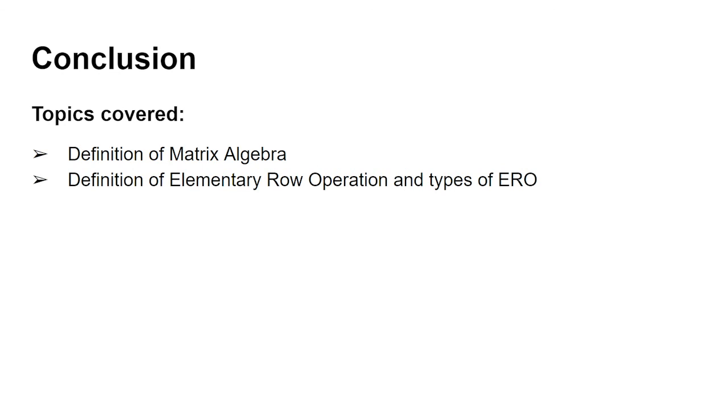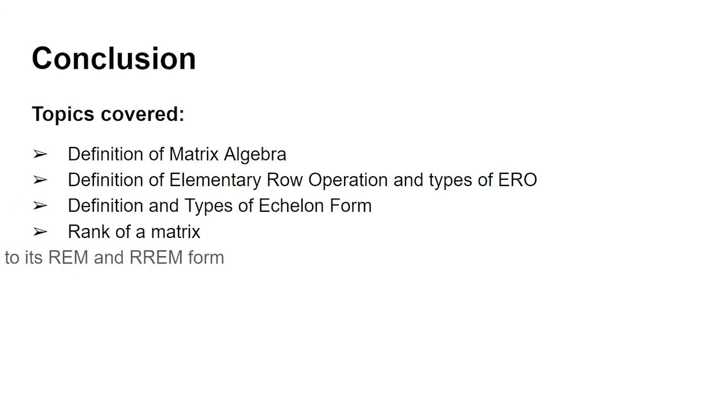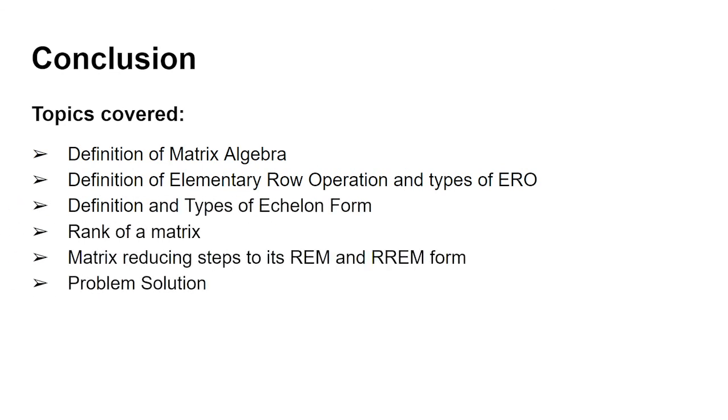So at the end of the video, we have learned the definitions of matrix algebra, the definitions and types of elementary row operations, which is the ERO, and echelon form, and also how to determine the rank of a matrix and the reducing steps of a matrix to its REM and RREM form. Last but not least, some problem solutions.